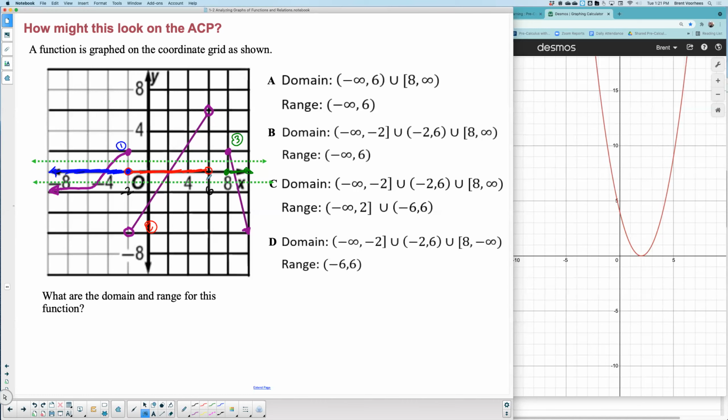Okay, now range. If you smashed everything to the y-axis, this is saying that there's a piece that goes down forever. Do you see a piece on this graph that goes down forever? This piece, is that piece going to go down forever? Yep. And it says it'll only go as high as six, and it'll be an open circle. The highest point on the graph, was it here? Six, yep, that was it. And so that would be correct, A.